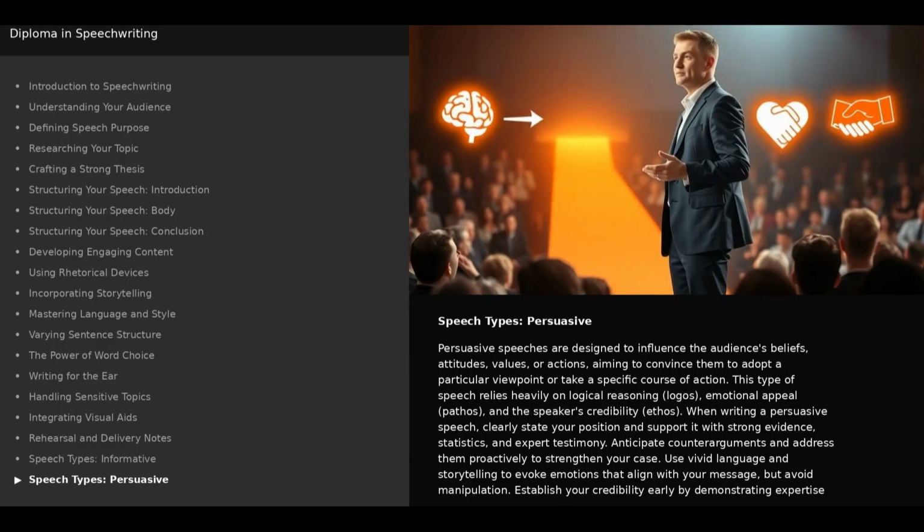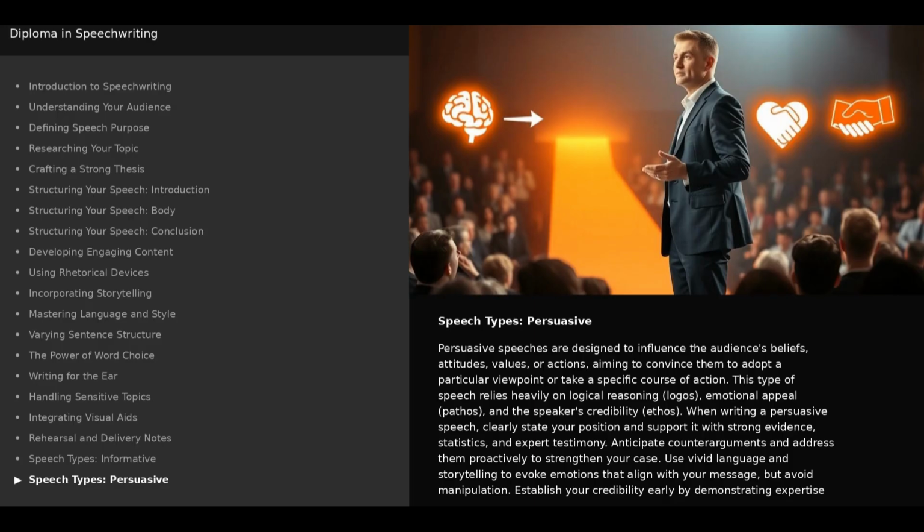Speech types: persuasive. Persuasive speeches are designed to influence the audience's beliefs, attitudes, values, or actions, aiming to convince them to adopt a particular viewpoint or take a specific course of action. This type of speech relies heavily on logical reasoning, logos, emotional appeal, pathos, and the speaker's credibility, ethos.